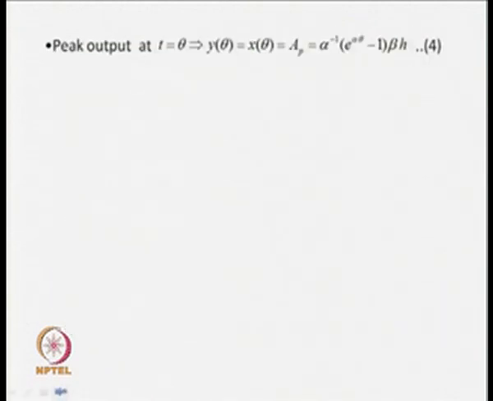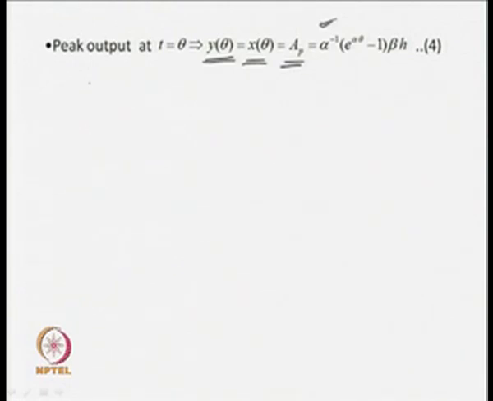Now, peak output of the system occurs at time t equal to theta. Now, the expression for the peak output can be given in the form of y theta is equal to x theta is equal to the peak amplitude given as alpha inverse e to the power alpha theta minus 1 beta h. What has been done here in this expression? The t has been substituted by theta. Then we get the expression for the peak amplitude, peak output of the sustained oscillatory signal.